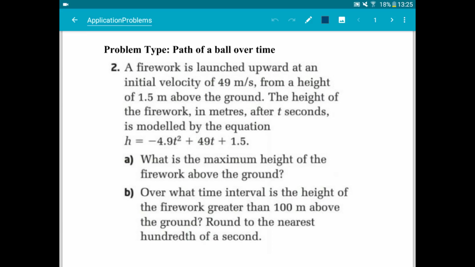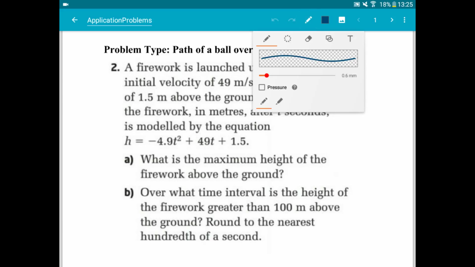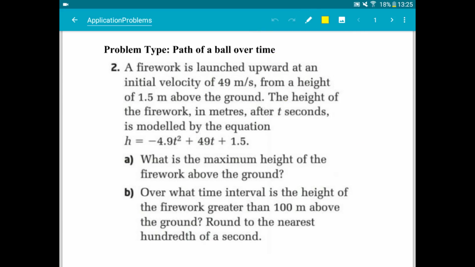So the first question here, I'll just get out a highlighter for us so that we can track the important stuff that's in the question. We have a firework that's launched upward at an initial velocity of 49 meters per second from a height of 1.5 meters above the ground. The height of the fireworks in meters is modeled by this equation.